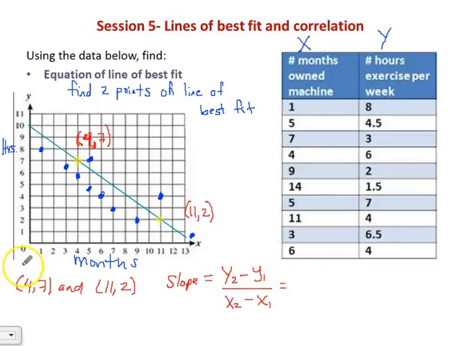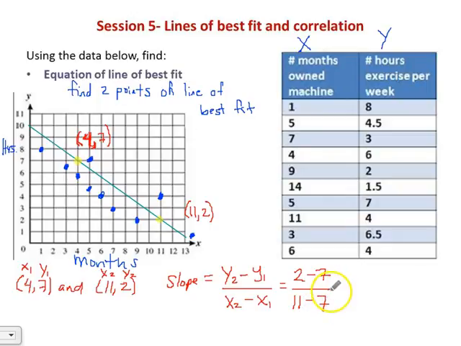So remember, this would be our x1, our y1. This would be our x2 because it's our second coordinate, so the second y coordinate. So we're going to plug in our second y coordinate, which is 2, and subtract from it our first y coordinate, which was 7, and put it over our second x coordinate, which was 11, minus our first coordinate, which was 7.